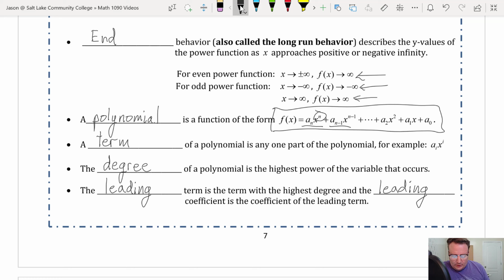Finally, the leading term is the term with the highest degree, and the leading coefficient is the coefficient of the leading term. Usually we write polynomial functions with the leading term first. You don't have to, but hence the name leading term. Okay, so we almost always write the power function of highest degree first, and we call it the leading term.